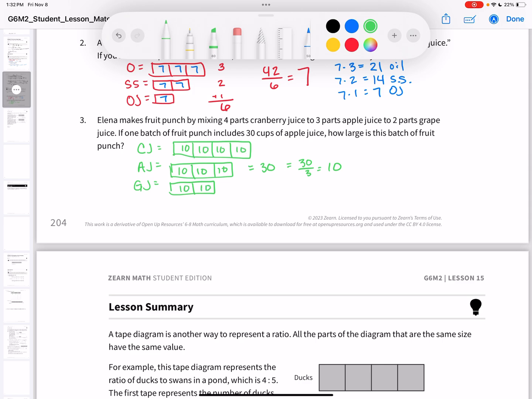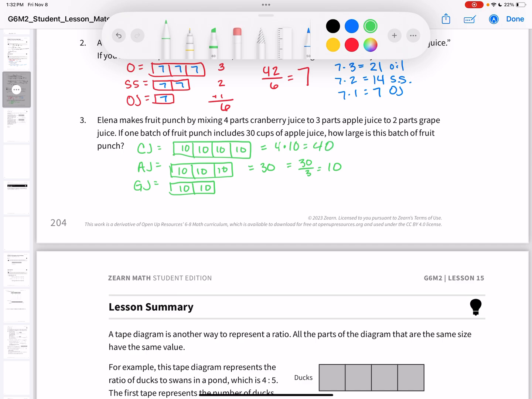So how large is this batch of fruit punch? Well, it's basically asking us how many cups is that? Okay, so how many cups? We know there are 30 cups of apple juice. How many cups of cranberry juice are there? Well, 1, 2, 3, 4. Oops, I guess there's 40. But that would be 4 times 10, which is 40.